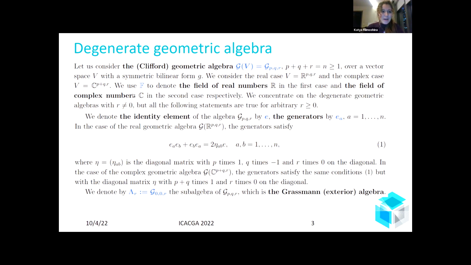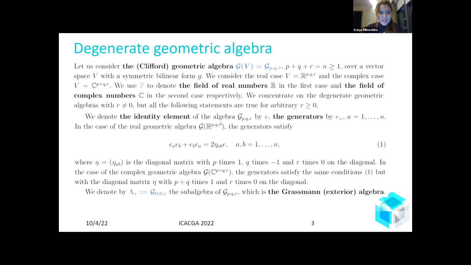Now let us provide some necessary notation. Let us consider the geometric algebra, or the Clifford algebra, GPQR over a vector space V. We consider both the real and complex vector spaces. We use F to denote the field of real numbers in the case of the real vector space and the field of complex numbers in the case of the complex vector space. The identity element is denoted by E. The generators are denoted by EA.